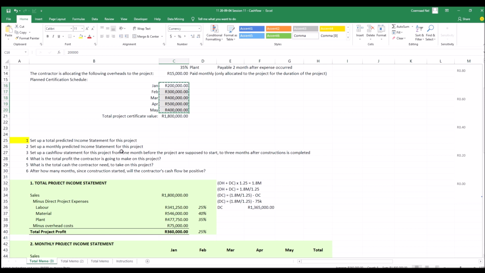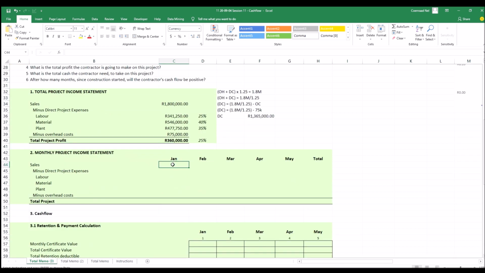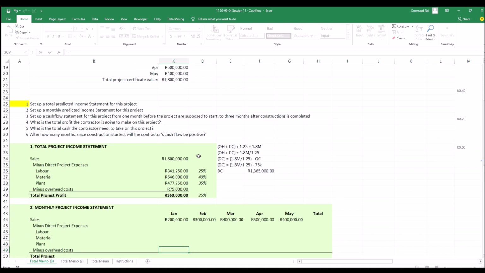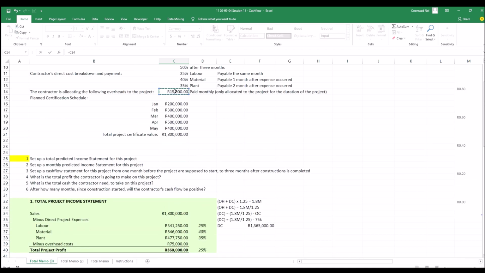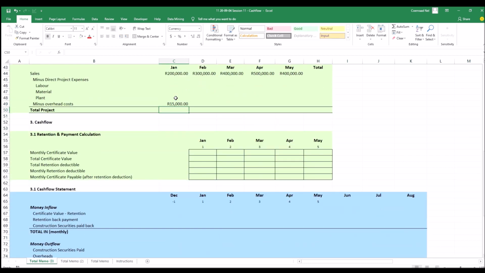So I'm going to go and just copy that. I'm going to paste all of that in here. I'm going to use this function where you can just do that. There we go. So there's my monthly sales that I have. Make it the right color. There we go. Okay, so again, same story. We don't know what our labor, material, and plant is, but we know what our overhead costs is. They say it is 15,000 rand for the duration of the project. So we can just use that 15,000, pull it through to there.